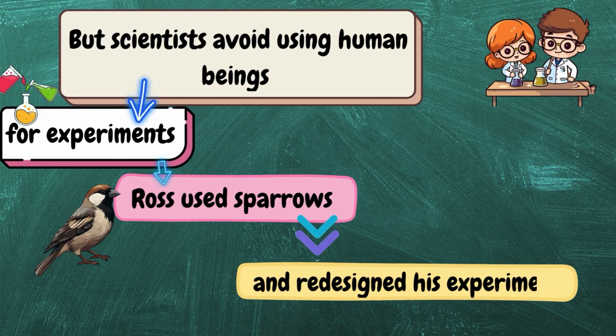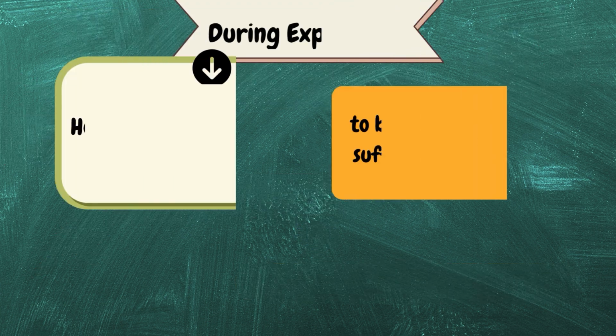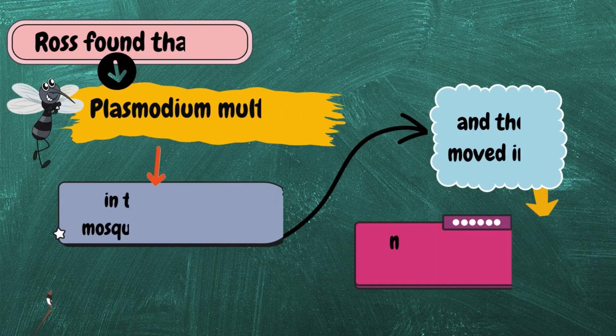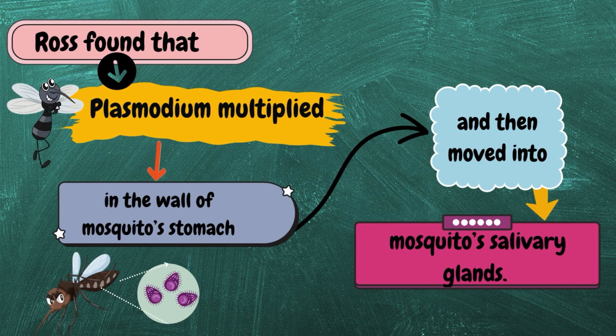But scientists avoid using human beings for experiments when results can be so serious. Ross used sparrows and redesigned his experiments. During experiment, he allowed a female Culex mosquito to bite on the sparrows, suffering from malaria. Some of the mosquitoes were killed and studied at various times. Below diagram, you can see mosquitoes are biting malaria-affected sparrow. Ross found that Plasmodium multiplied in the wall of mosquito's stomach and then moved into mosquito's salivary glands.